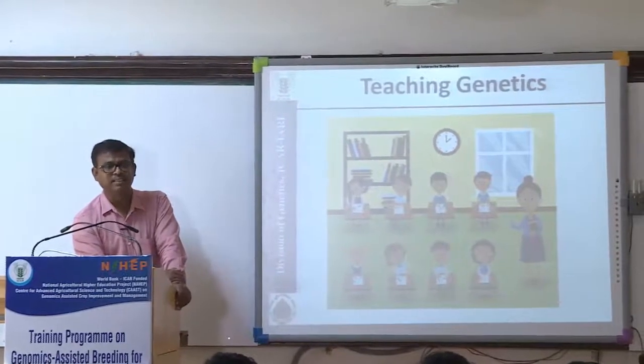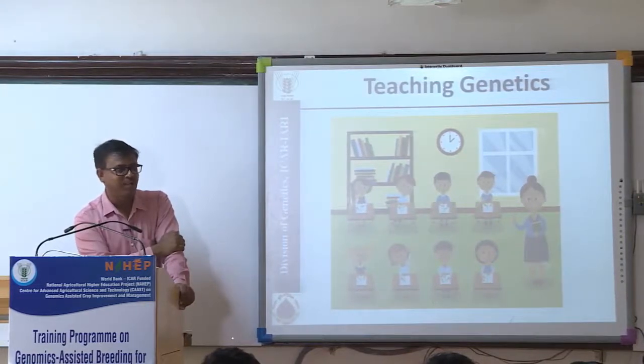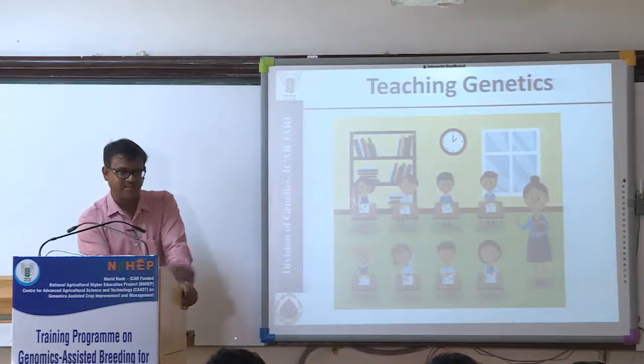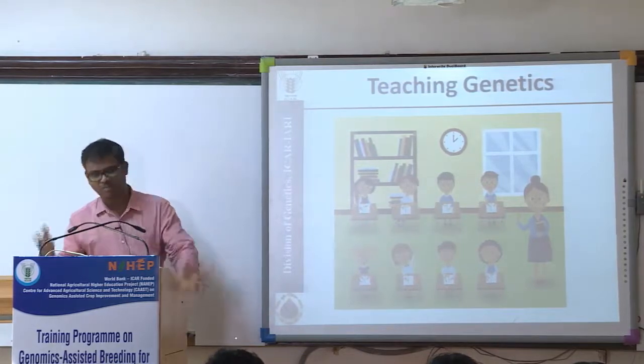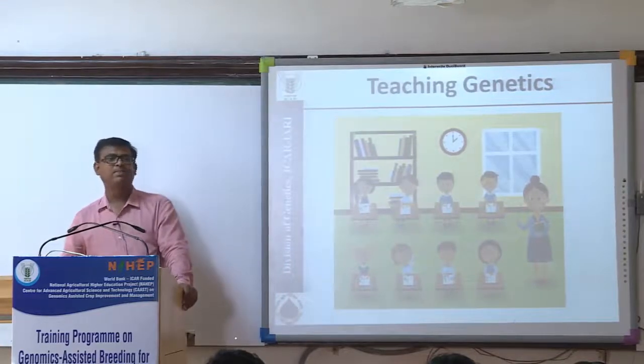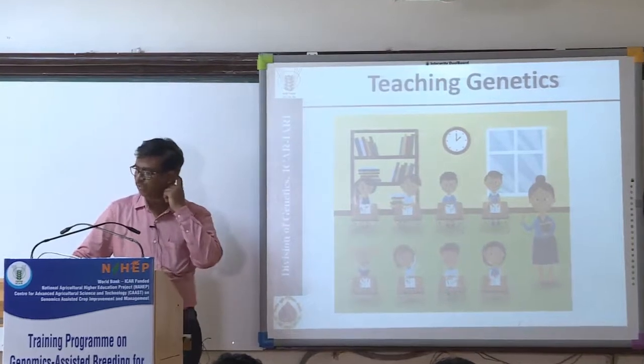in class 8. In which class did you people go through genetics? Mendel's first law or second law? Nine. But nowadays it is in class 8 actually. Everything is getting advanced, so preponed. So then the first time the school students are exposed to genetics.